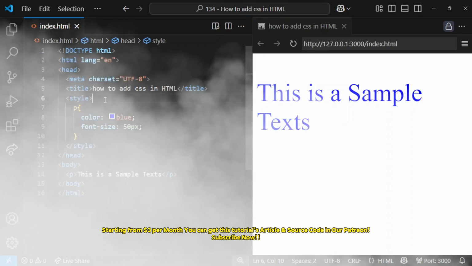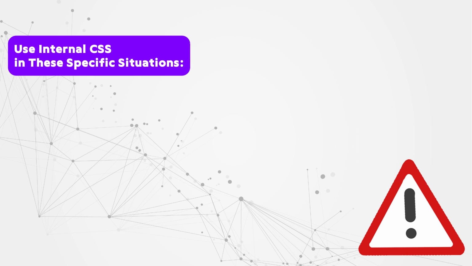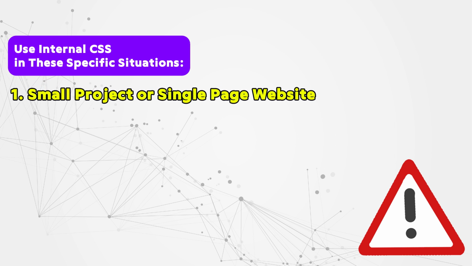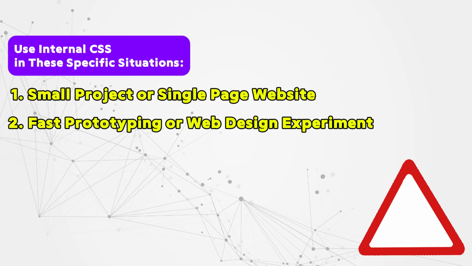Pretty easy, right? You should remember that internal CSS is a choice for specific situations. You should use internal CSS when you're working on something small or simple, like a single page project, because it keeps everything in one place without the need for extra files. It's also great for quick prototyping or experimenting with designs, since you can write and test styles directly in the HTML file without jumping between documents.